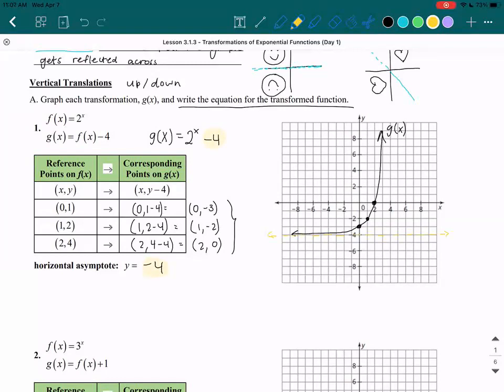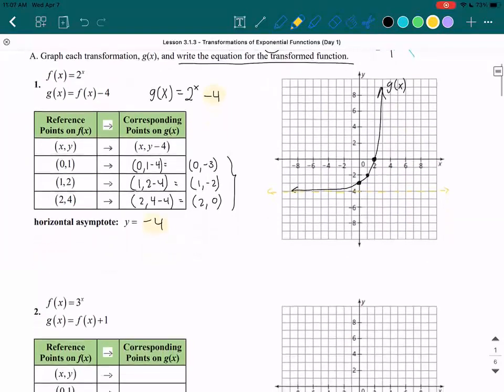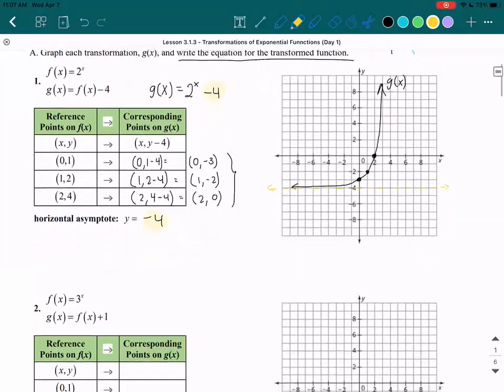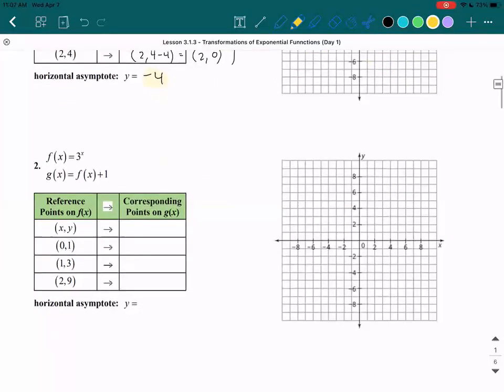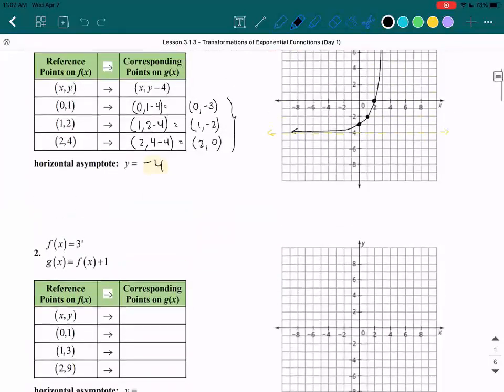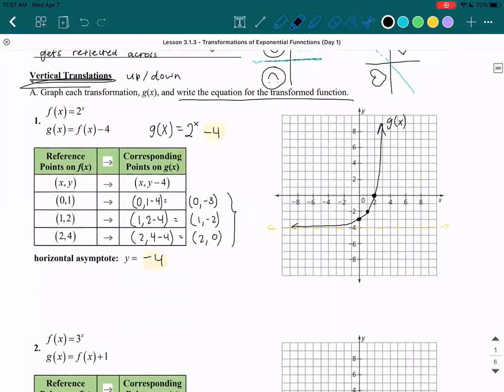All right, let's try number 2 together as well. So let's take a look at our equation. We have f of x is equal to 3 to the power of x. Remember, originally that graph's going to look something like that, okay? Now we're going to vertically translate this graph. And remember, vertical translations means up and down.